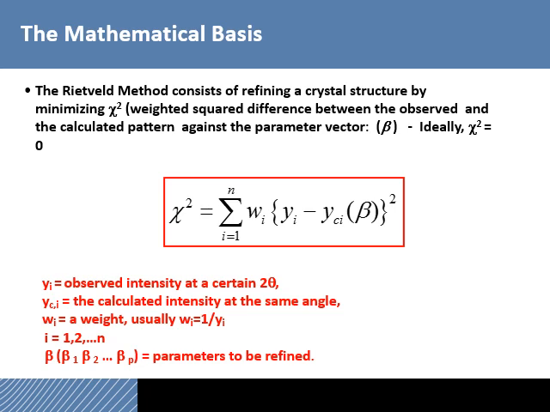So you've got some weighting factor times the difference between y sub i, which is an observed intensity, minus y sub ci, which is a calculated intensity, based on the structure and whatnot of the compound of interest, times some parameter to be refined, all squared, and then summed up across the pattern. And of course, the idea is to minimize this chi-squared value. Ideally, the chi-squared would equal 0, which means that your observed intensities and your calculated intensities across the pattern are exactly the same. So that's the objective of it.